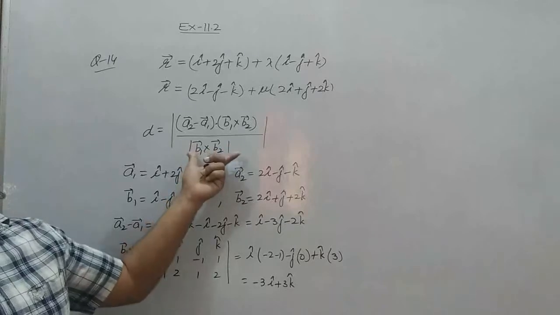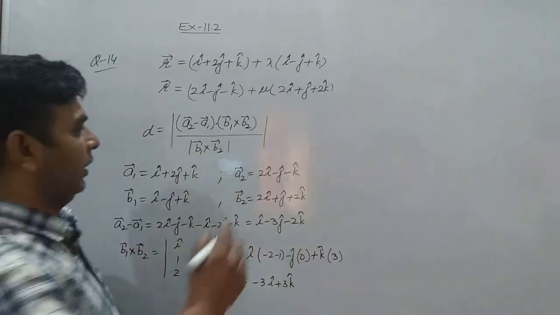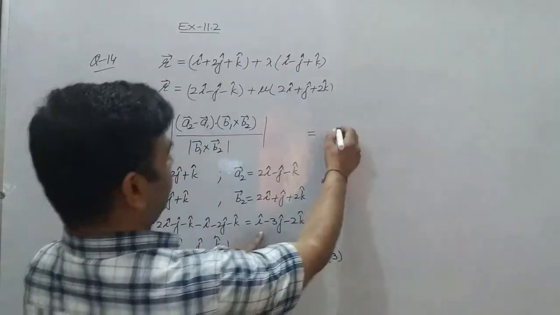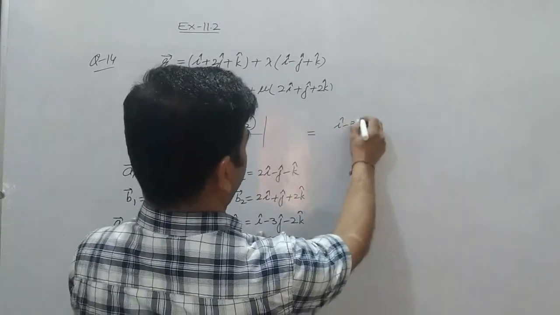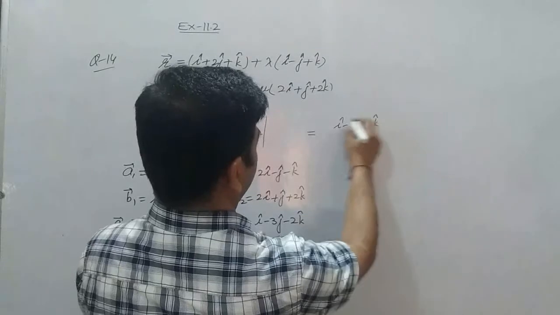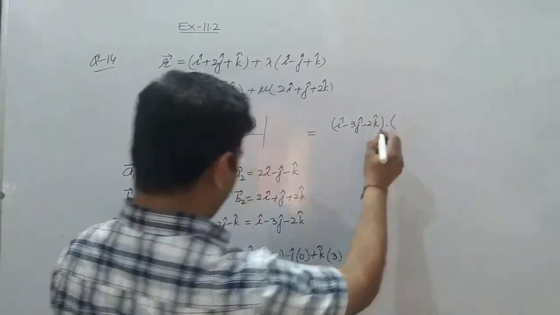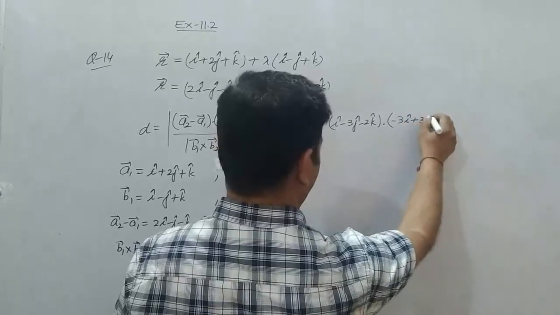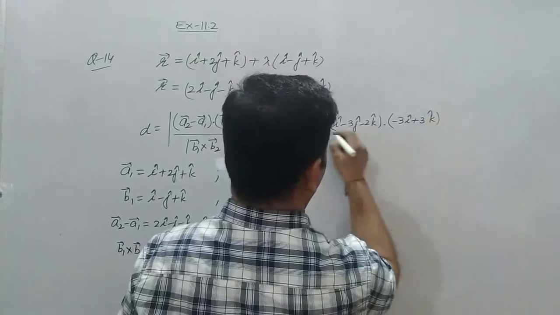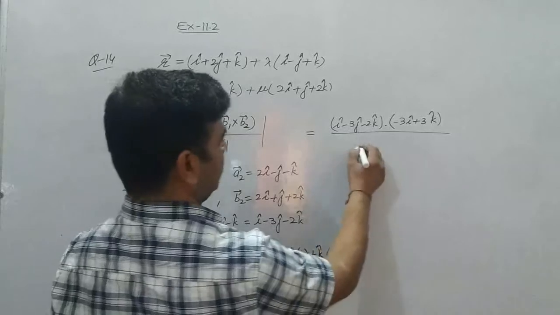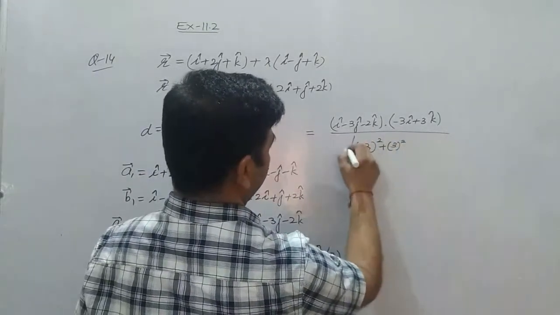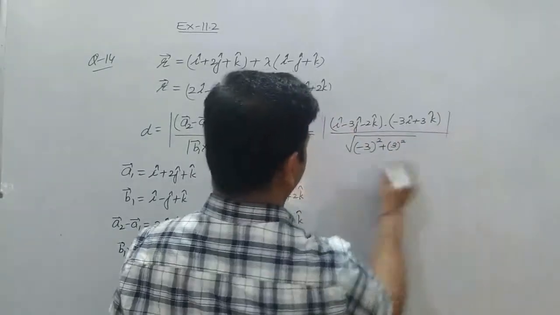So we will substitute this value in the given formula, and this is given by a2 minus a1, which is i cap minus 3j cap minus 2k cap, dot b1 cross b2 divided by the magnitude. What is that? This is minus 3i cap plus 3k cap, divided by the magnitude, meaning the square root of minus 3 square plus 3 square, and magnitude as well.